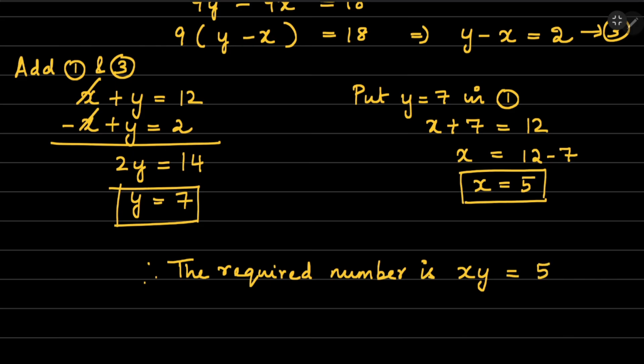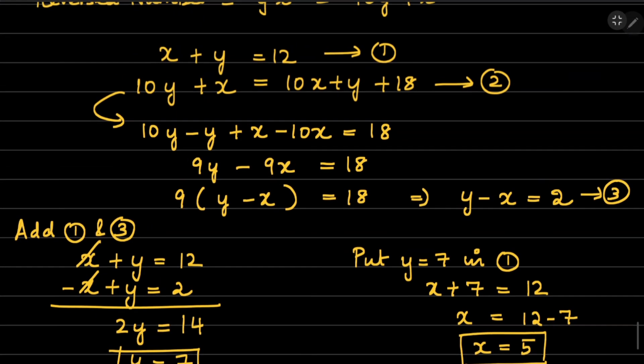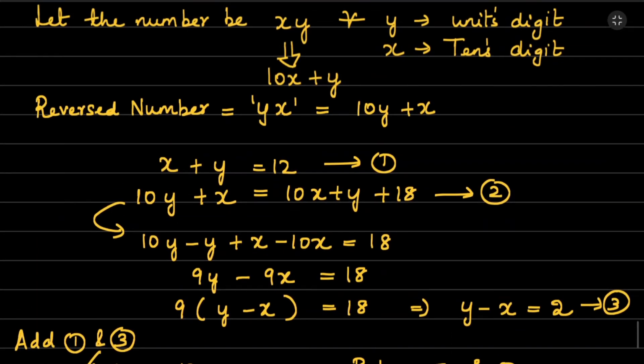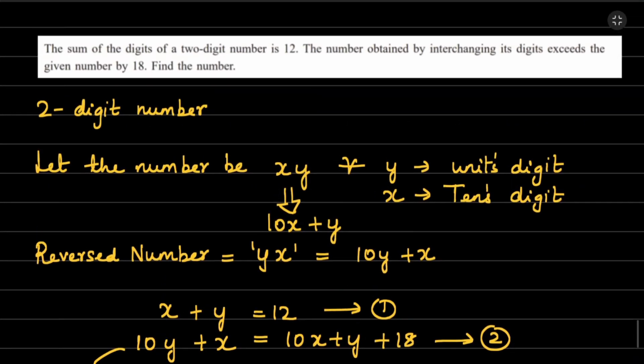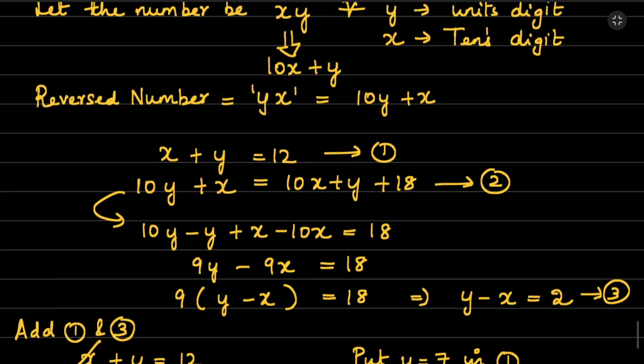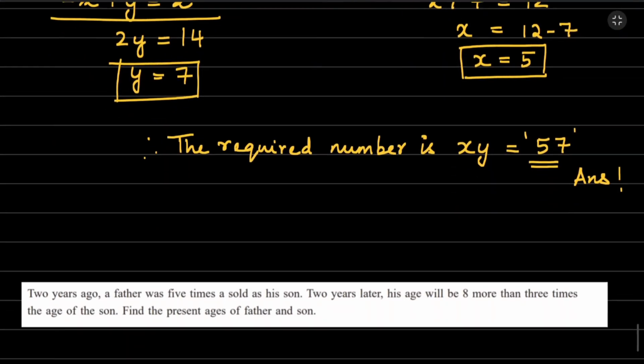What is x? 5. What is y? 7. So the answer is 57. Okay. This is how you have to do. So this kind of a problem. So we are just doing one problem in each type. Okay. Let's move on to the next question.